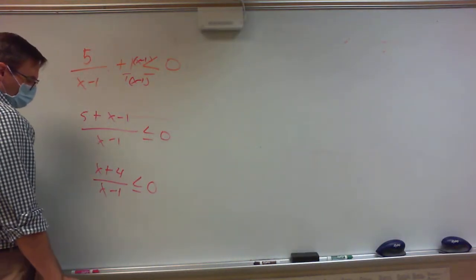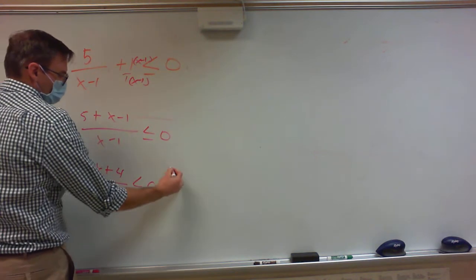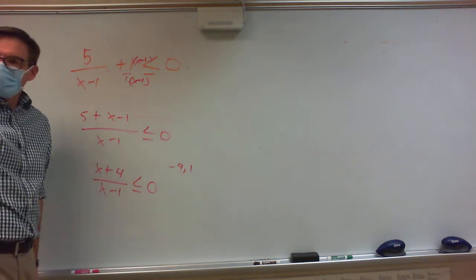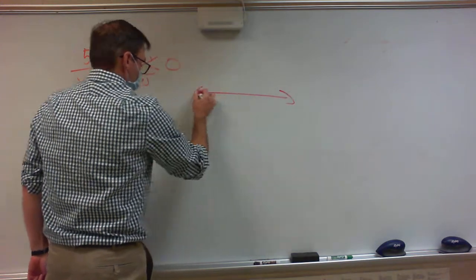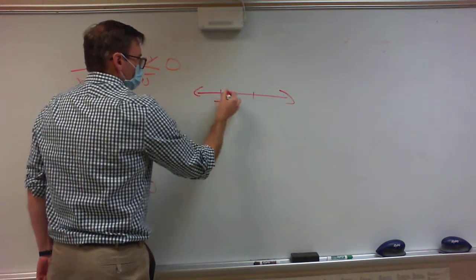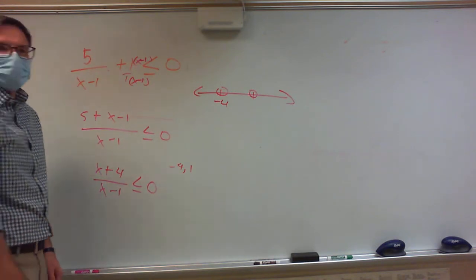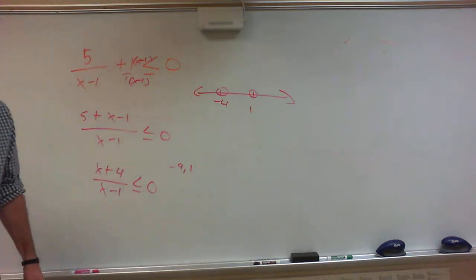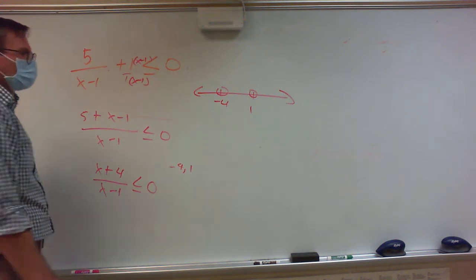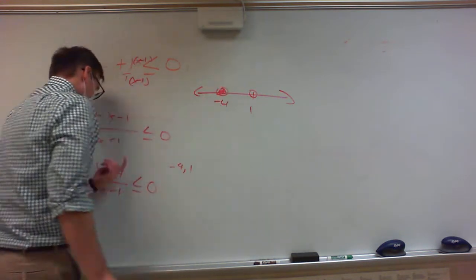So my boundary points, what are my boundary points? Negative 4 and 1. And so I put this out, and I've got a negative 4, I've got a 1. I've got an equal to sign. Do I get to fill both dots in? No. Which dot do I get to fill in? Negative 4. The negative 4. And now we check.